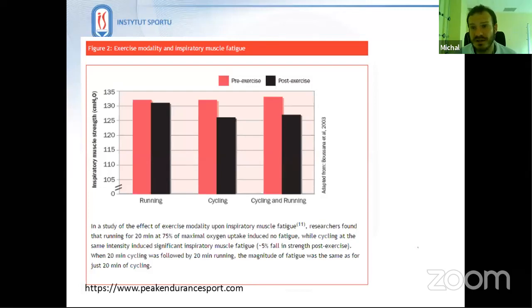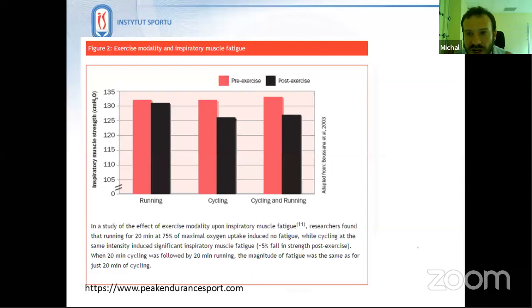So if we decrease our performance by about 5%, and you're talking about a 1,000-meter run, about 3 minutes in general, 5% of that would be an additional 10 seconds to the time. Because of the fatigue of inspiratory muscles, when 20-minute cycling was followed by 20-minute running, the magnitude of fatigue was the same as for just 20 minutes of cycling. So we see that cycling causes more fatigue for our inspiratory muscles because of the position on the bike.